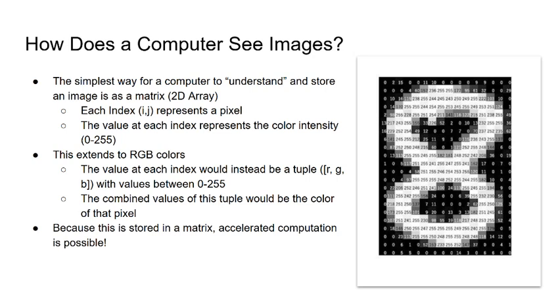So this is how, if you put an image into a computer, it's how you store it. This is what it sees, and this is something we can actually begin to work with. Also note, because this is stored in a matrix, accelerated computation is possible. Things on GPUs, things with Torch and CUDA, all that's possible because you can put this in a tensor, you can throw it on your GPU, and it's just much faster. So, a very convenient way to store images.